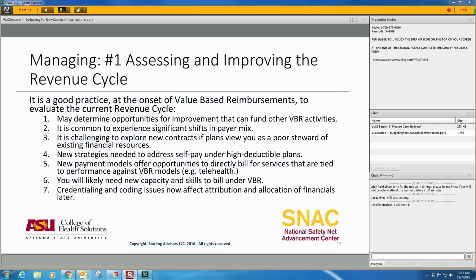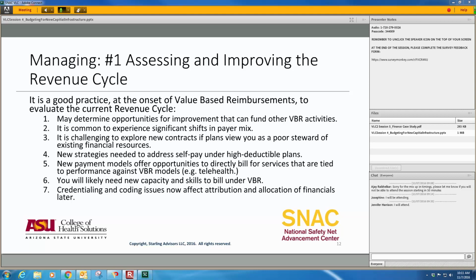One that I like talking about because I think it actually provides some upside is that new payment models occasionally, and sometimes often, will offer new opportunities to directly bill for services that are tied to performance against value-based reimbursement models. An example is most states now having some clarity on the billing of telehealth services under Medicaid. And so it's always a good idea to be looking at our charge master and understanding, are there things out there that we theoretically could be billing that we aren't billing today?